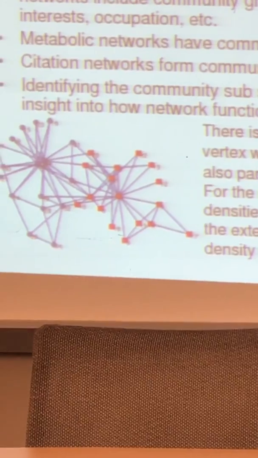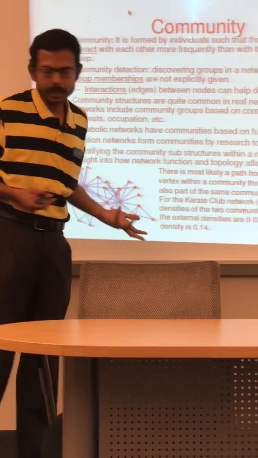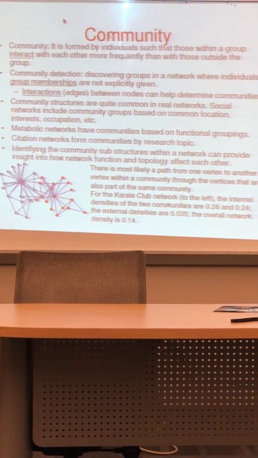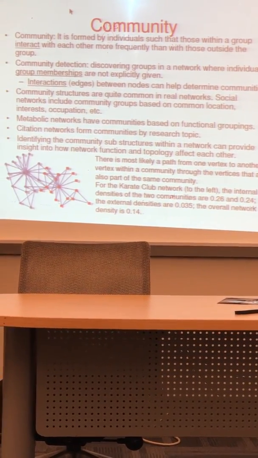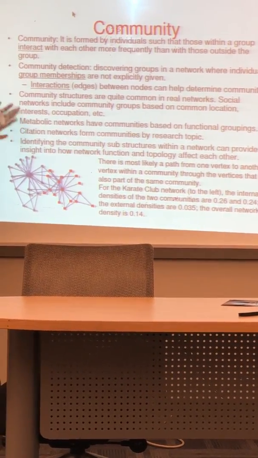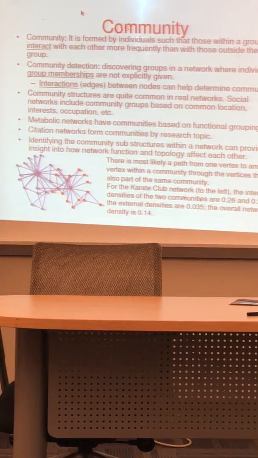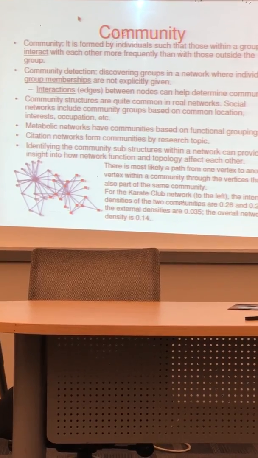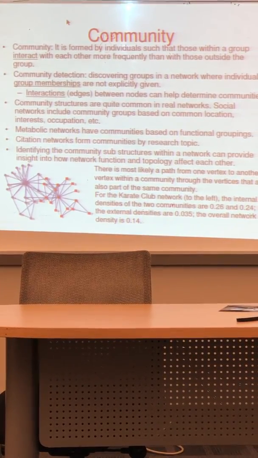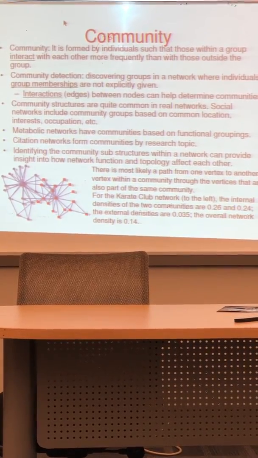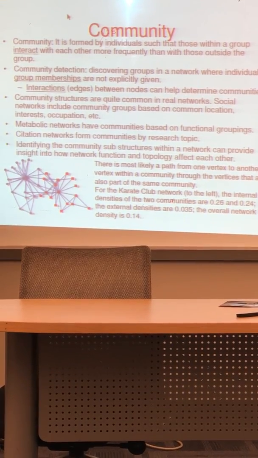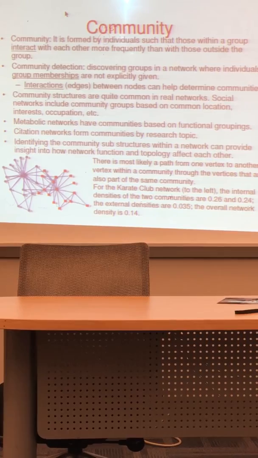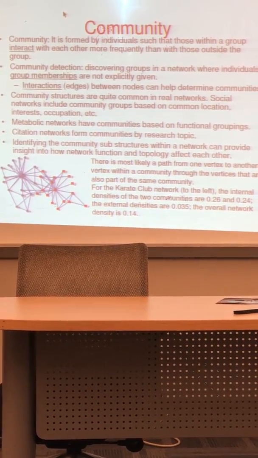So communities could exist in different domains. Like in social networks, it's very common. Like in Facebook and all, you can have communities of people. Also, like in metabolic networks, depending upon the functionality of the entities that are part of those networks, you could have groupings. Then citation networks, you can group researchers based on the topic they're working on, and so on. So it is very common in different domains.